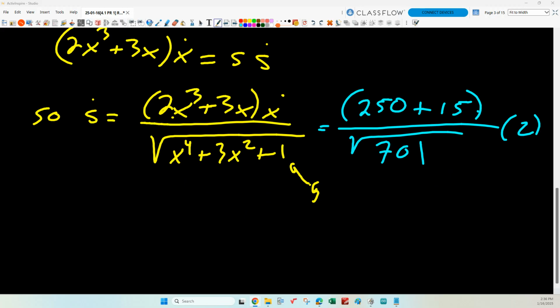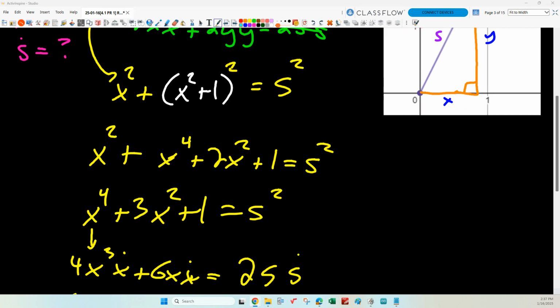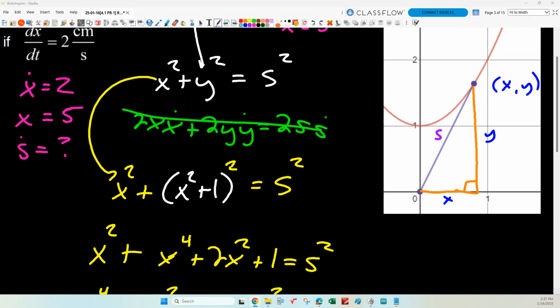What did we get? 265. So what is that? 500 divided by... Okay, 20.01, that sounds about right. Something like that, 20.01-ish, right? And units would just be centimeters per second, right? Okay. Why so fast? Well, because it's pretty steep there. It's having to go up a long ways now to move horizontally, right? You have to go up pretty fast. Does that make sense? Okay.